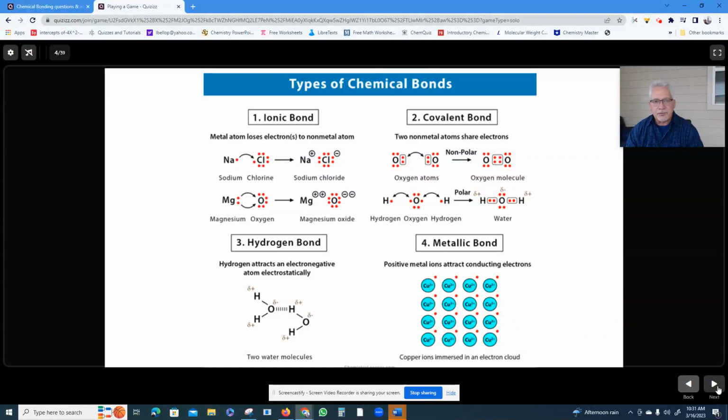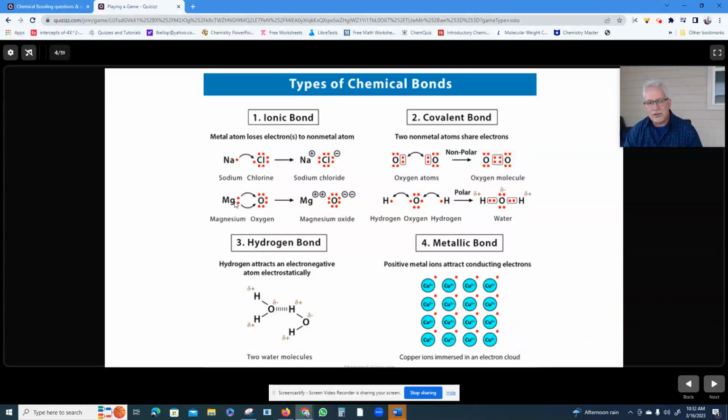For instance, an ionic bond takes place when a metal and a non-metal join together and the metal transfers electrons to the non-metal. As you can see here in this picture, the sodium, which has one valence electron, is transferring one electron to the chlorine, forming sodium chloride. Sodium chloride is a typical ionic compound, and the same happens with magnesium oxide.